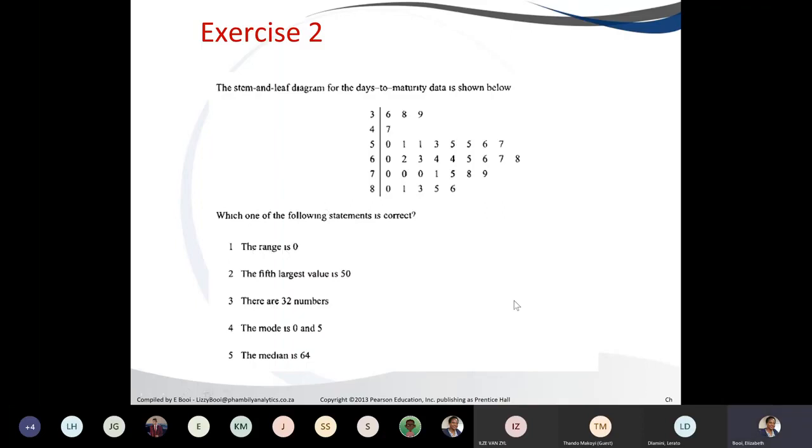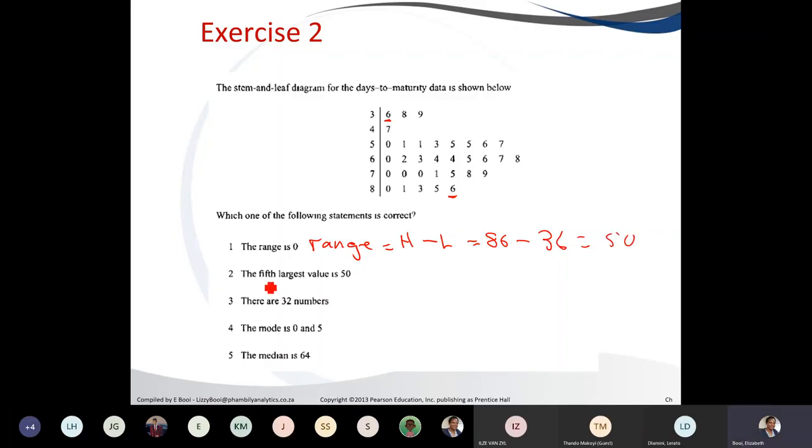The range is 0. So we know what the range is. The range, remember, we discussed this. The range is your highest value minus your lowest value. What is my highest value here? My highest value will be the last point of the stem and leaf here, and my lowest will be my first point of my leaf there. So my highest will be 86 minus my lowest is 36. 86 minus 36, and that will give you 50. And that is your range.